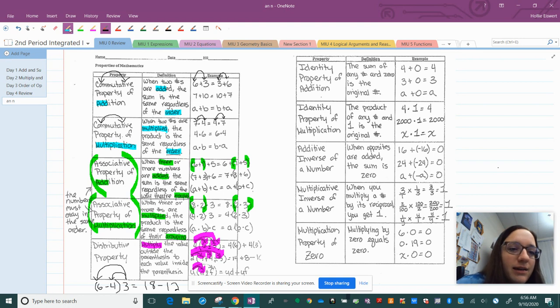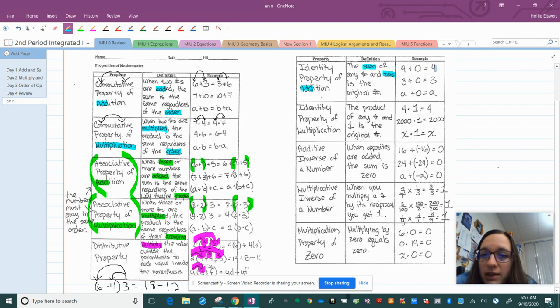All right, next slide. Here we go. Identity property. Identity is like who you are. So it's kind of like a helpful thought as we go through this identity property of addition. So again, we're adding here. The sum of any number and 0 is the original number. So sum is the addition. That is key. And if you add 0 to it, it's still itself. Its identity stays the same.